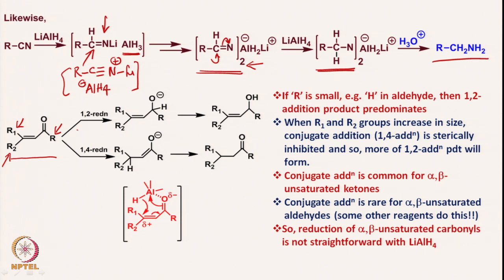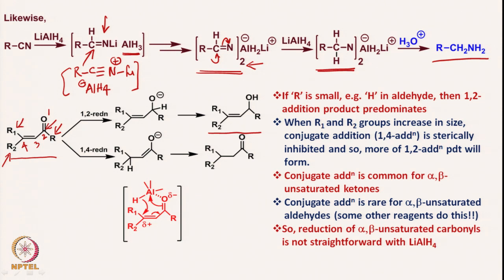Now, if 1-2 reduction takes place, that is, this is the 1-2, so you have 1, 2, 3 and 4. So, if one looks at the 1-2 reduction, the hydride directly reacts at the carbonyl carbon here, one directly gets this particular species, and then that upon protonation gives the allylic alcohol. That means the double bond is not affected.